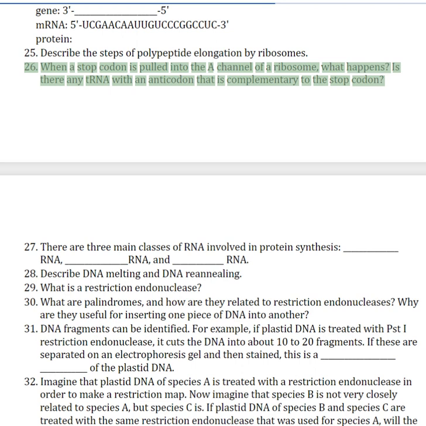26. When a stop codon is pulled into the A channel of a ribosome, what happens? Is there any tRNA with an anticodon that is complementary to the stop codon?